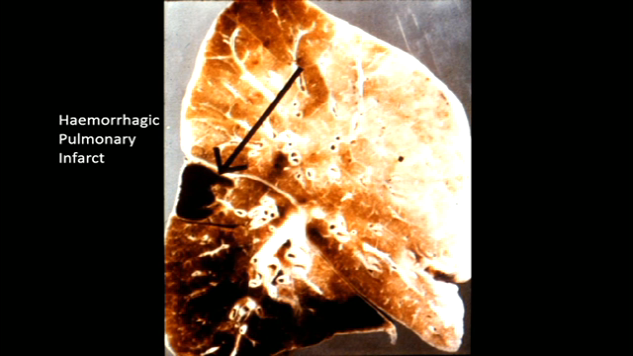Because what I've told you here is that the thrombus has broken off and travelled to the pulmonary artery, and it's blocked the pulmonary artery. What can you tell me about the pulmonary artery which is different to any other artery in the body? It carries deoxygenated blood.